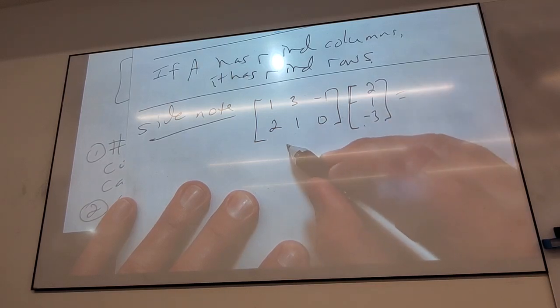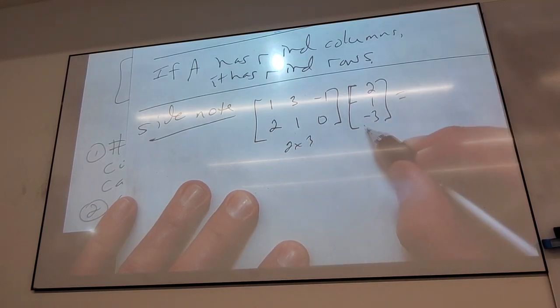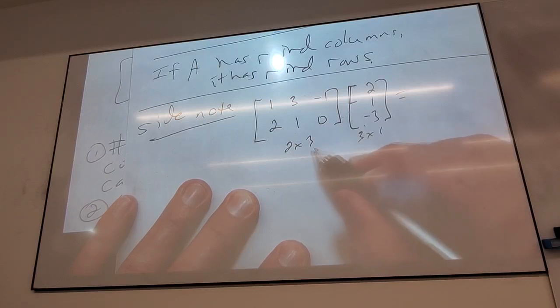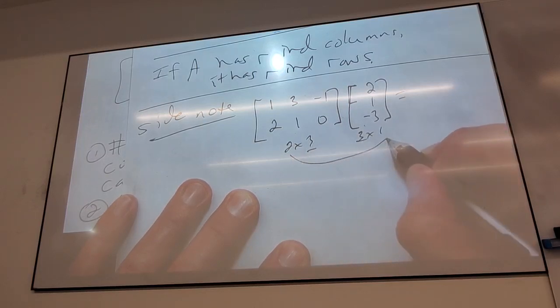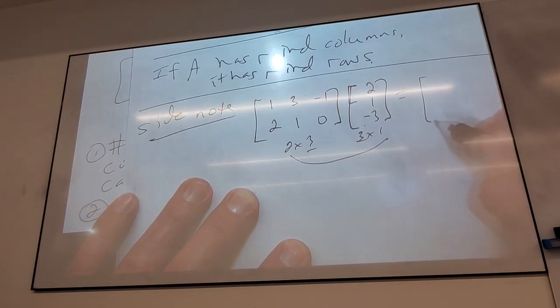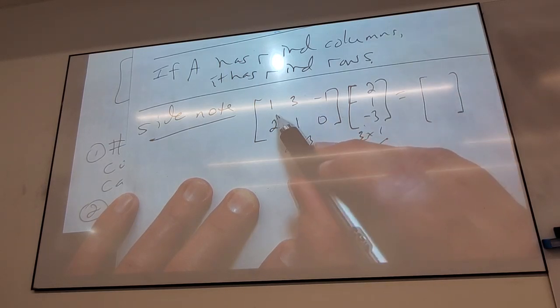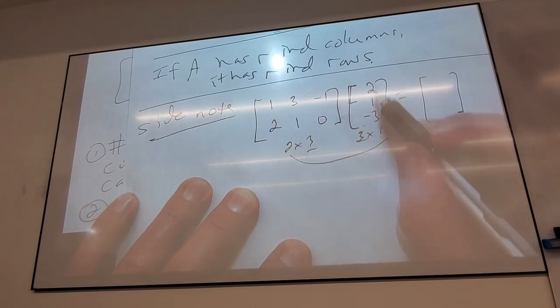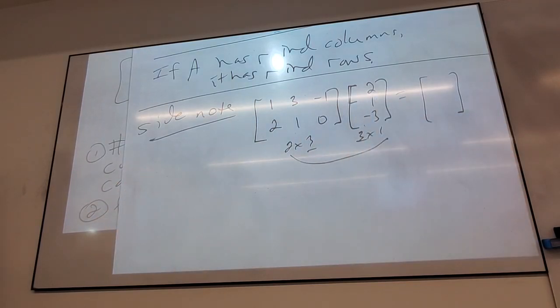How big is this? 2 by 3, how big is this? Why is it that multiplication works? Because the inner dimensions match, and the outer tells me how big the answer is going to be. Okay, so I know it's going to be a 2 by 1. So if I do 1, 3, -1, I'm basically dotting it, and that is the standard way we do it.